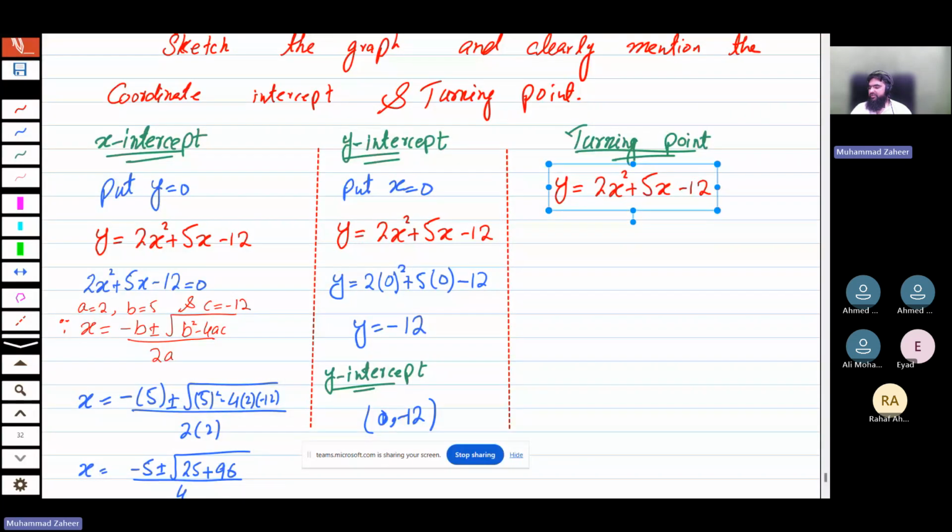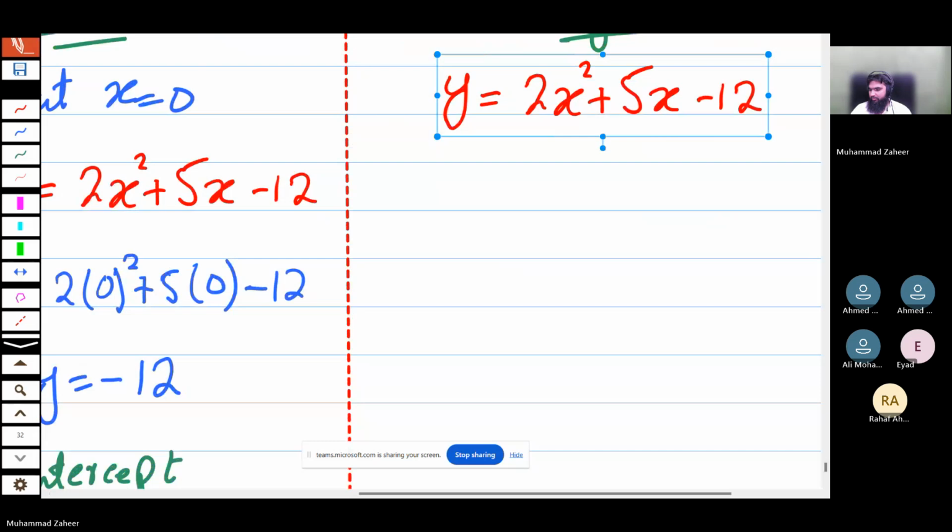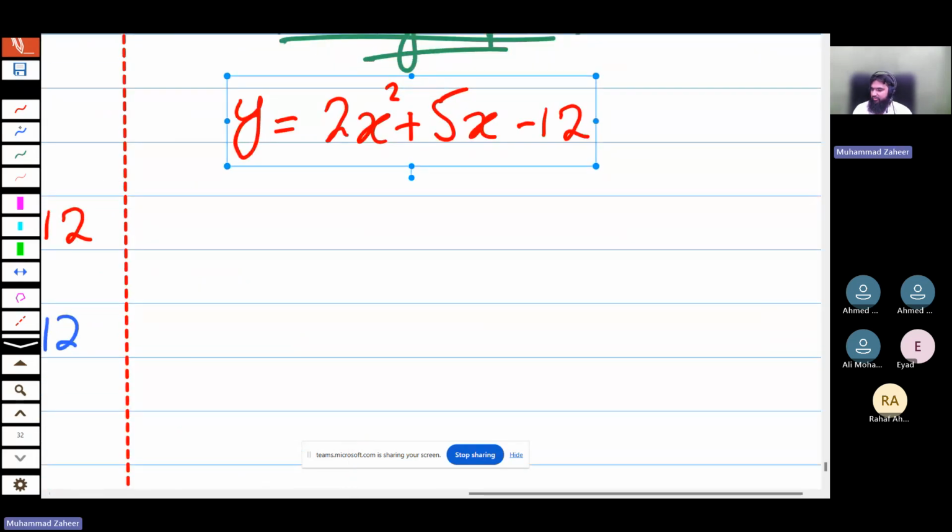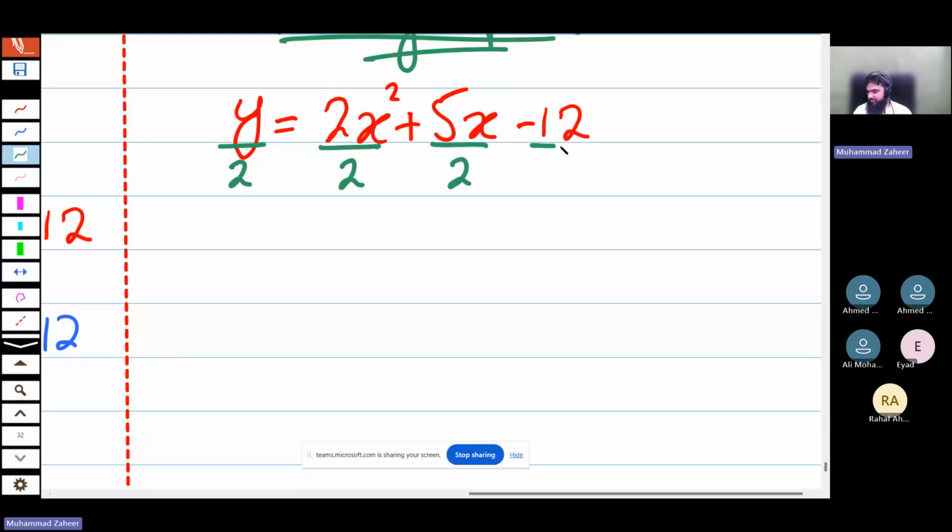Now, for completing the square, the first step is that the coefficient of x squared must be 1. There is a 2 here, so I want to remove the 2. I'm dividing each term by 2: divided by 2, divided by 2, divided by 2. So I will get the equation y divided by 2 is equal to x squared plus 5 over 2x minus 6.